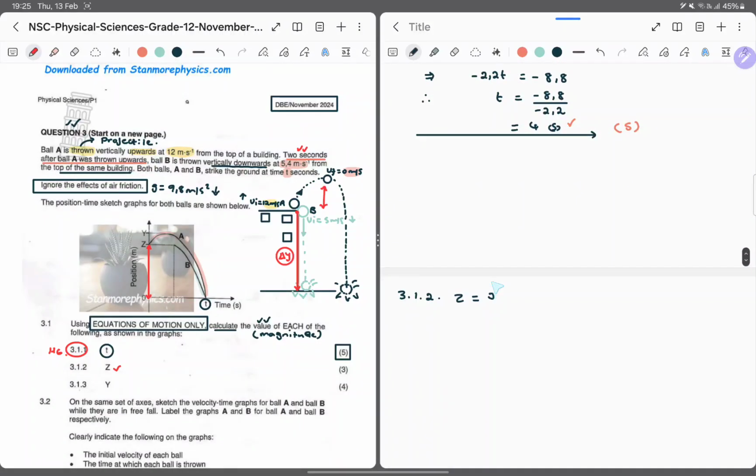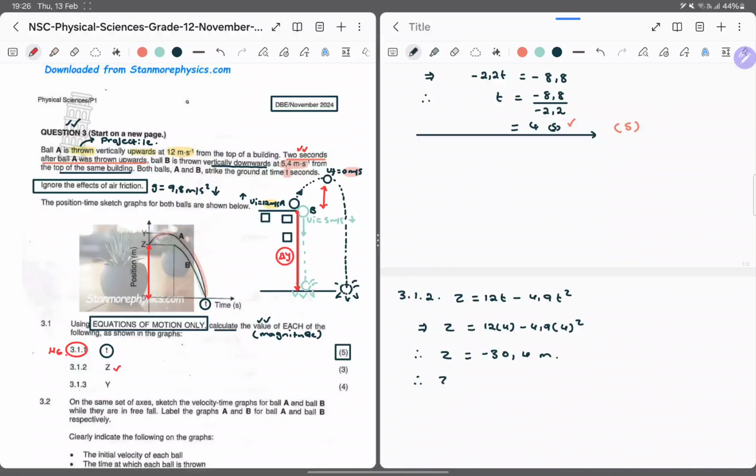12t. Let's just first write it. 12t minus 4,9t squared. This implies that z is 12 into 4 minus 4,9 into 4 squared. That square is crazy. Therefore, z is, let's see, 12 into 4 minus 4,9 into 4 squared. We get minus 30,4 meters.